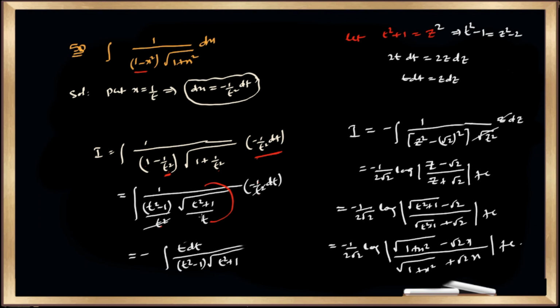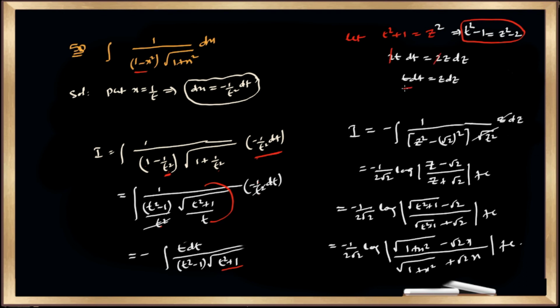Okay, now we have to take this t square plus 1 as some other variable, z square. If t square plus 1 is z square, then what about t square minus 1? It is z square minus 2. If you differentiate with respect to t, the differentiation of t square is 2t dt, 1 is 0, and the differentiation of z square is 2z dz. So on both sides the 2 gets cancelled.